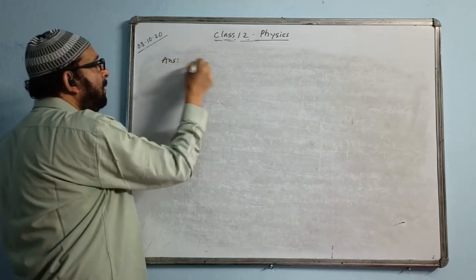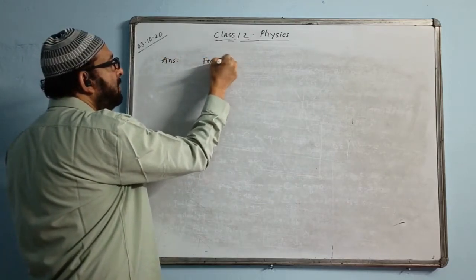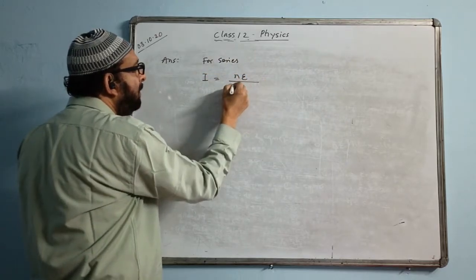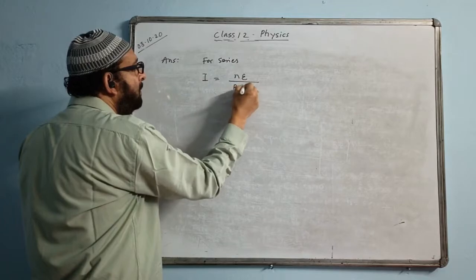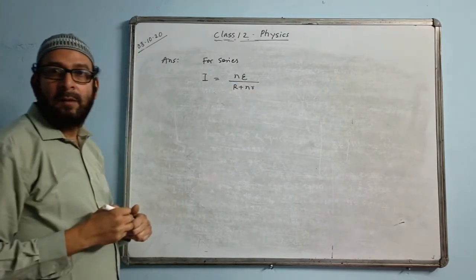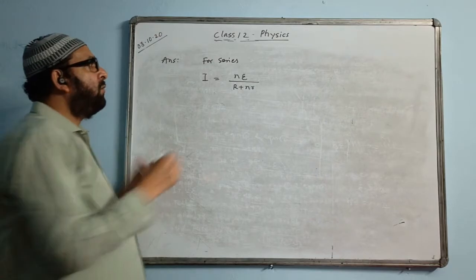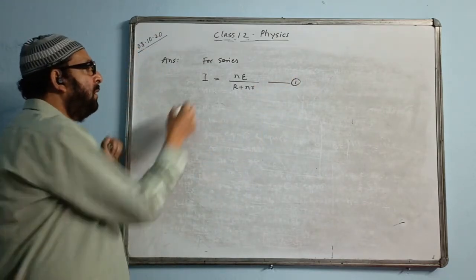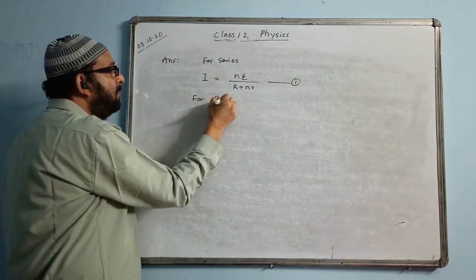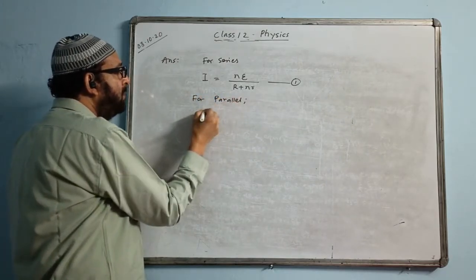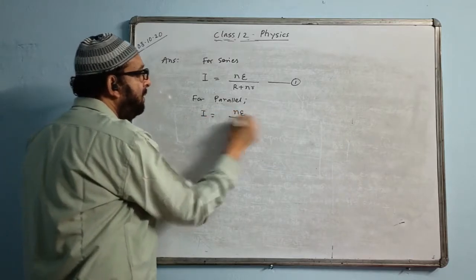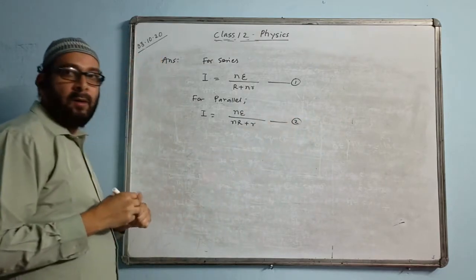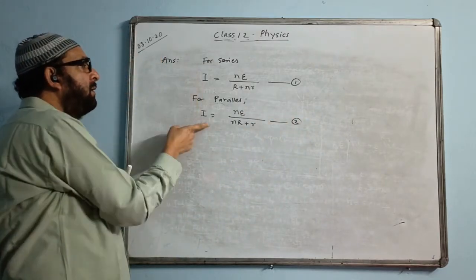Answer. First case, series. What is the formula of current? The current formula is I equals nE by R plus nr. This is the formula for series combination, equation 1. If you are not sure, you can refer to the previous lesson and you will find this formula. Now for parallel, what is the formula of current? The formula of current is nE by nR plus r. This is equation number 2. Current is the same, that's why I keep I here and here also I.